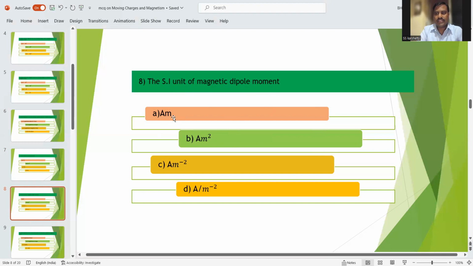The first option is ampere meter, wrong. Ampere meter square is there. This is the right answer. Ampere per meter square, these are the wrong options, and B is the right answer.